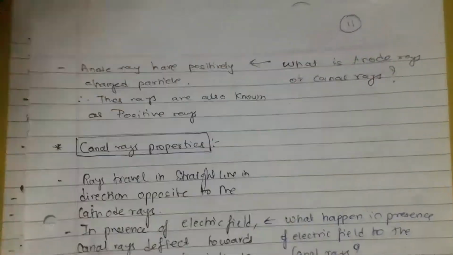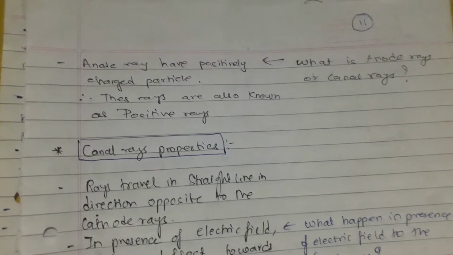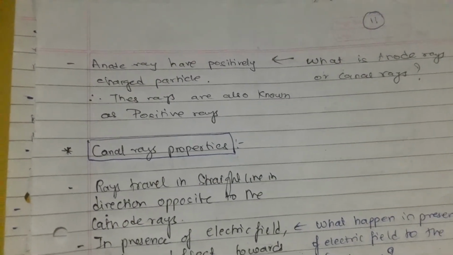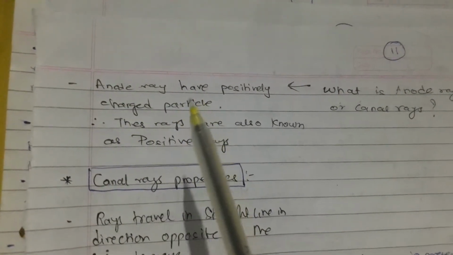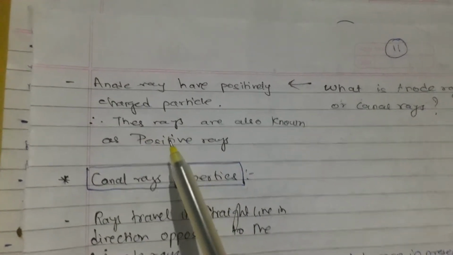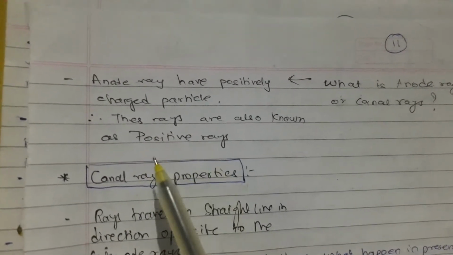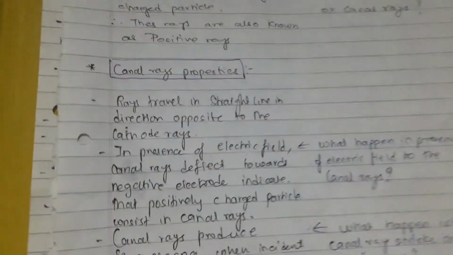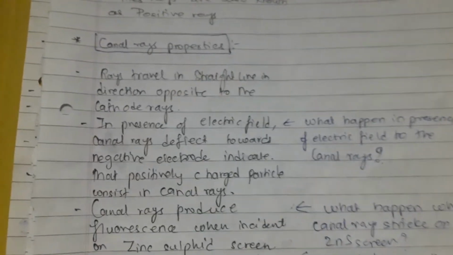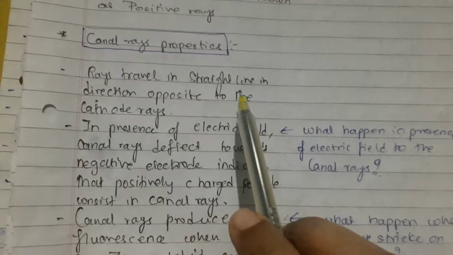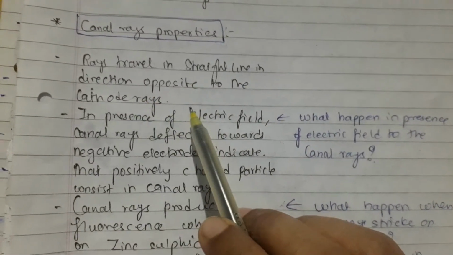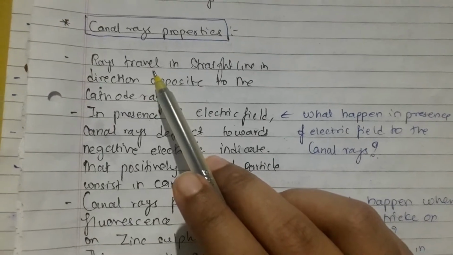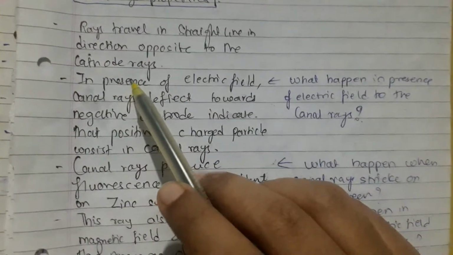Now what is anode ray or canal ray? Anode rays have positively charged particles. These rays are known as positive rays. Anode rays of course contain positively charged particles, and they are also known as positive rays. Now we will learn about the properties of canal rays or anode rays further. Rays travel in a straight line, opposite to the cathode rays. These canal rays or anode rays travel in a straight line opposite to the cathode ray.